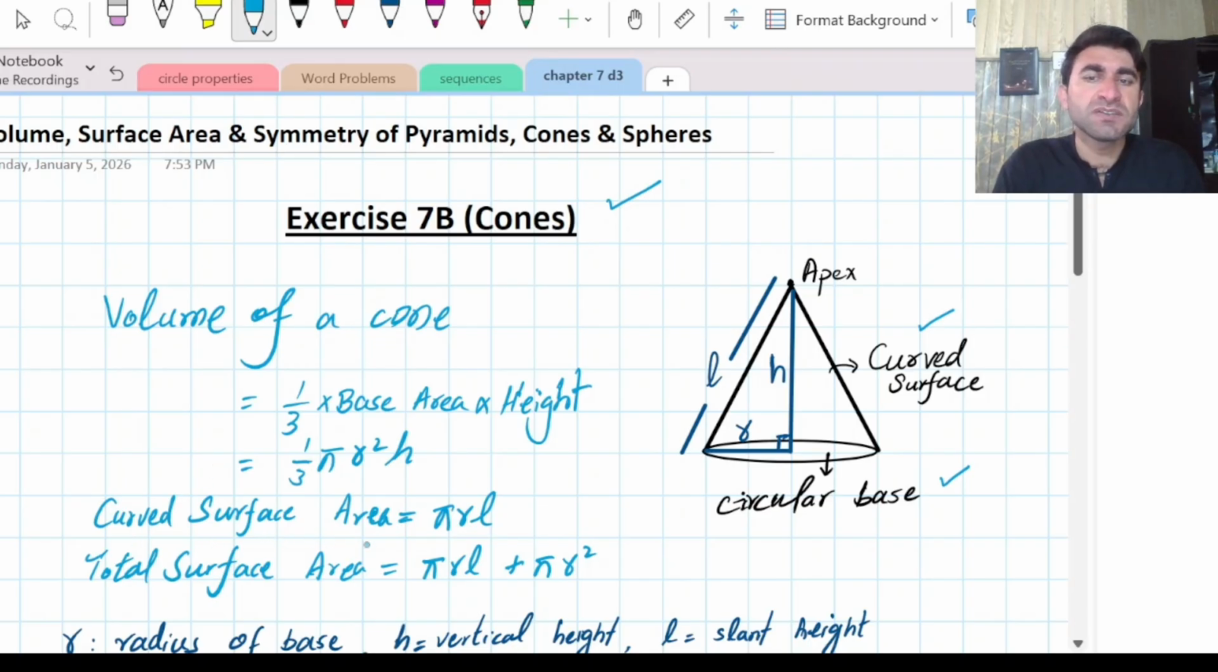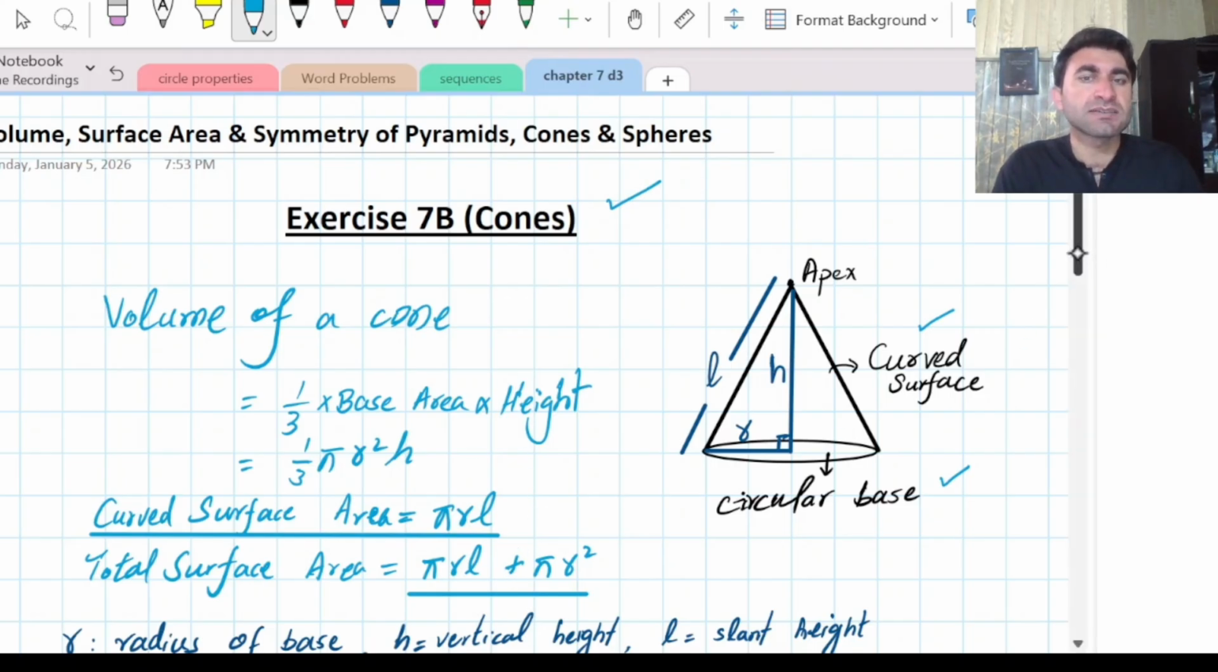Then curved surface area of the cone equals pi r l, where we know l is the slant height and r is the radius. So the total surface area shall become the sum of two areas, the circular area and the curved area. So it will be pi r l plus pi r square.